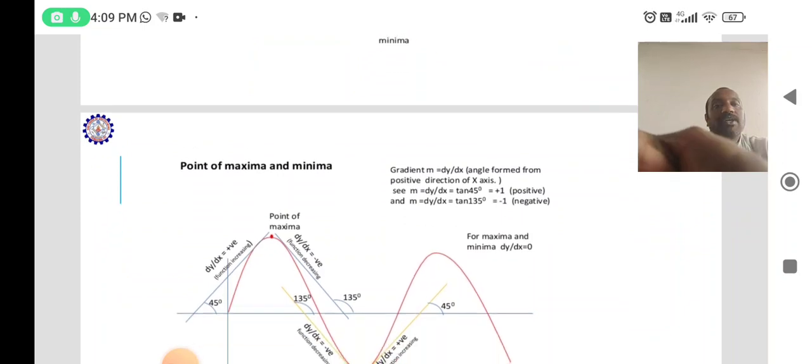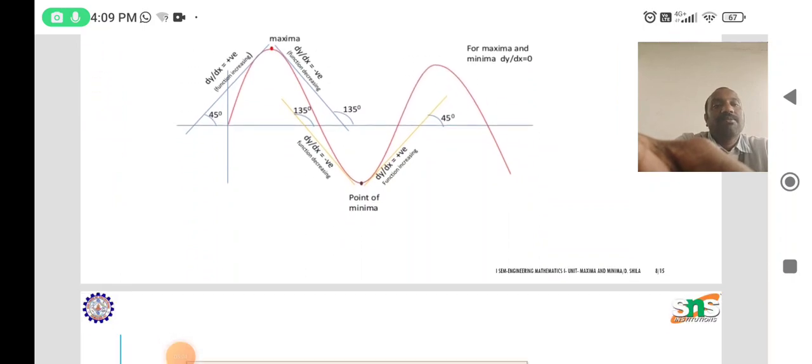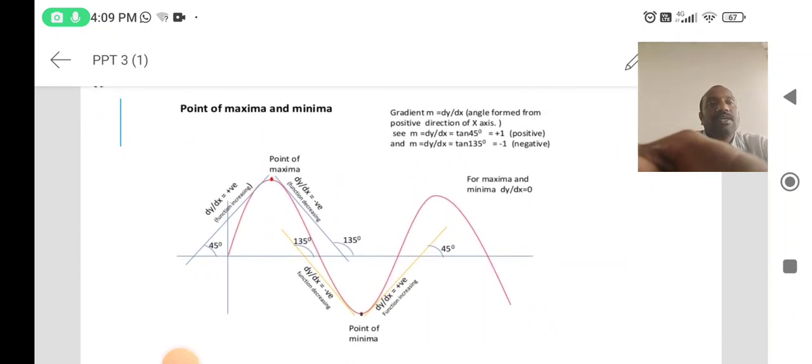So the points of maxima and minima will be shown in the diagram, and we will see that later. Thank you.